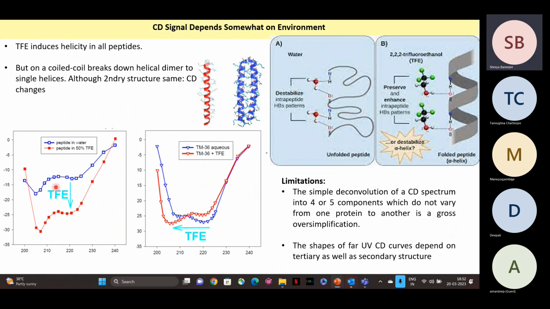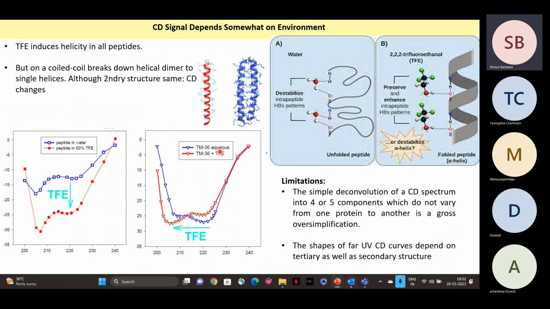If you see the CD spectra of a peptide in water, shown in this blue spectrum, after adding trifluoroethanol the peptide becomes much more helical. That is why the intensity of the helical signature is increasing.